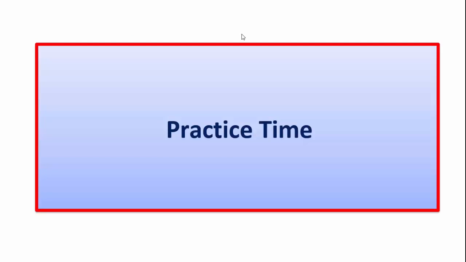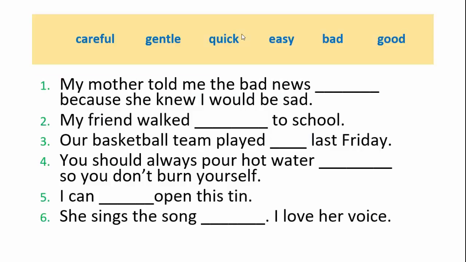Now it's time to practice. Here in this activity, we will fill in the blanks with the adverb form of these adjectives. They are careful, gentle, quick, easy, bad, and good. Let's look at the first one. My mother told me the bad news because she knew I would be sad.